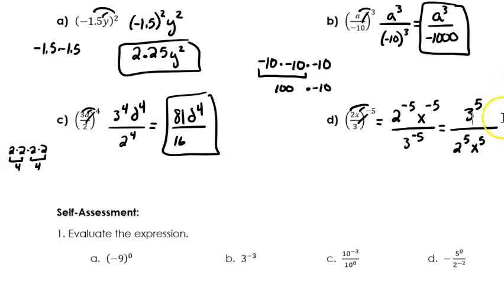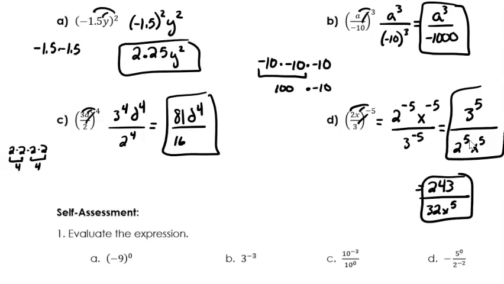We can't combine this 3 to the 5th and 2 to the 5th because they're different bases. If we did know what 3 to the 5th was, we could go ahead and change it. It is 243, and 2 to the 5th is 32. So I would feel comfortable also leaving it in this format, just because they said to write it as positive exponents.